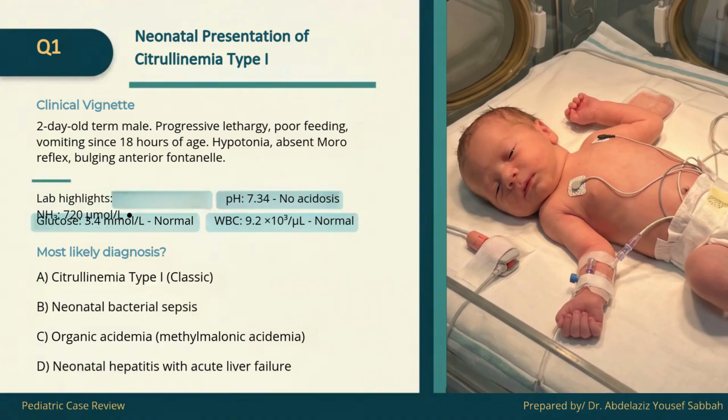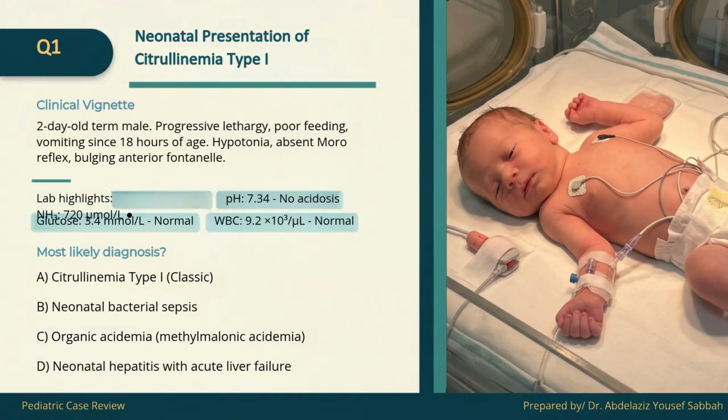Case 1. A 2-day-old term male has progressive lethargy, poor feeding, and vomiting since 18 hours of age. On examination, there is hypotonia, an absent Moro reflex, and a bulging anterior fontanelle. Laboratory highlights show ammonia of 720 micromoles per liter, a pH of 7.34 with no acidosis, glucose of 3.4 millimoles per liter, which is normal, and a white blood cell count of 9.2 times 10 to the third per microliter, also normal. What is the most likely diagnosis?